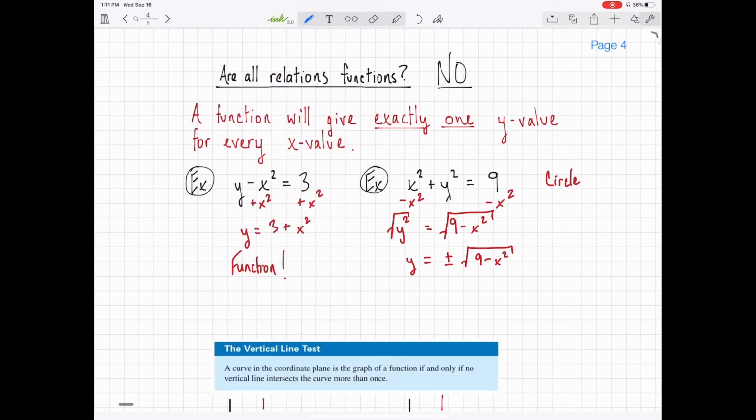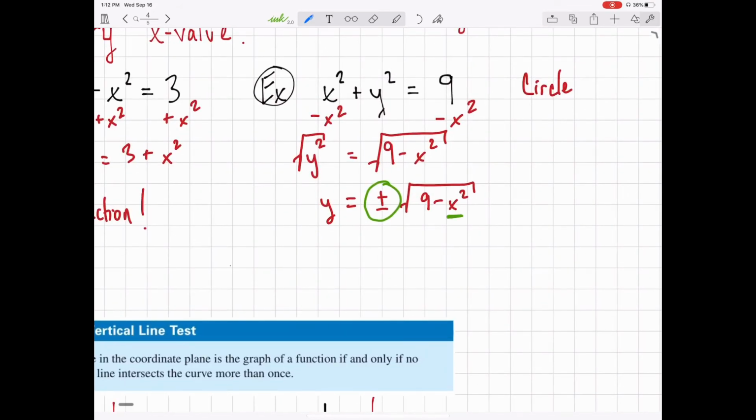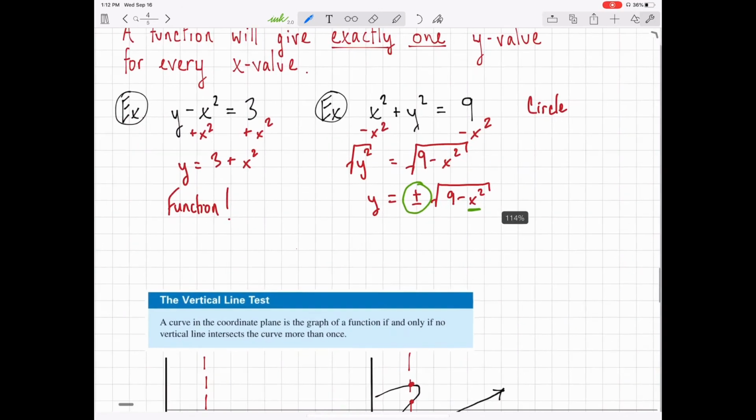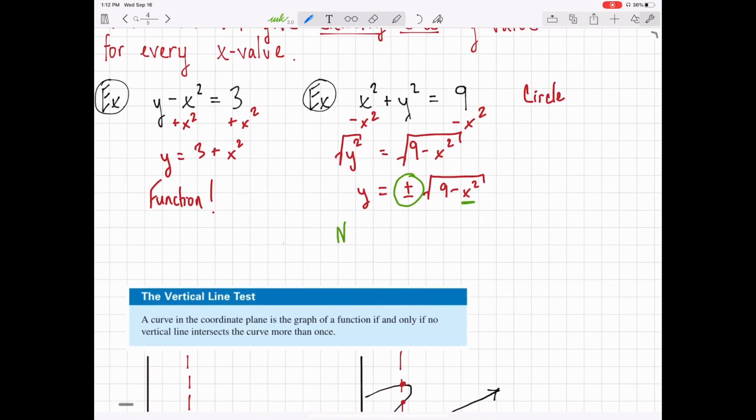And what we're going to look at is the plus or minus. So what that's telling me is that y is either equal to the positive square root or it's equal to the negative square root. So it is not giving you one value. If I plugged in a number for this x right here, I would get a positive value that comes out and I would get a negative value. So it's not giving me one value, it's going to give me two. So this is not a function.